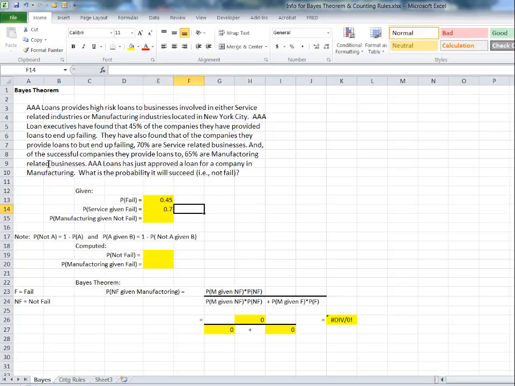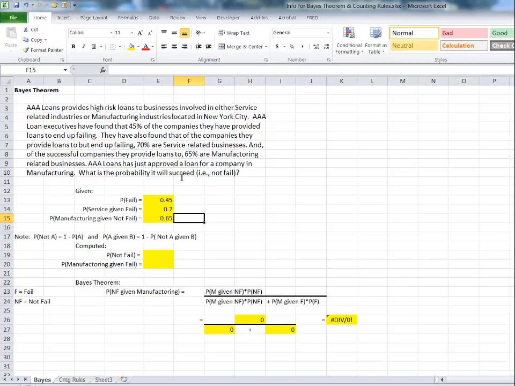And then it says of the successful companies they provide loans to, so there again, it's defined a piece of the entire set of companies. It's defining those companies that were successful. 65% are manufacturing. So that's why I wrote this out here. Probability of manufacturing given successful or not failing, and that was 0.65. Now problems like this could have different statements, and you just have to figure out what's given to you. And then hopefully what's given to you, we can answer the question that's being asked.